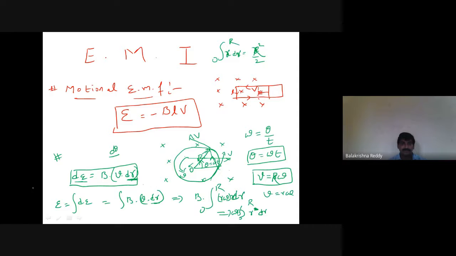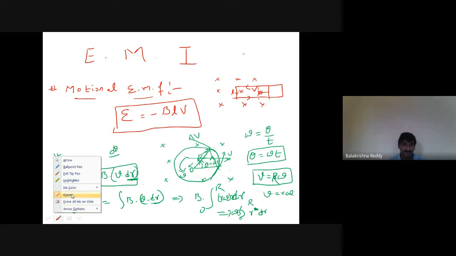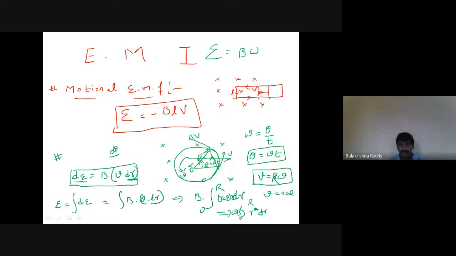Right? So if it is r square by 2, according to this formula, the EMF I wanted to find, which is in the rotational motion, I can write E equal to B into omega into r square by 2. So this is the EMF produced in the rotational motion of a rod which is rotating about a fixed point in the magnetic field. Okay, this is in the linear motion.